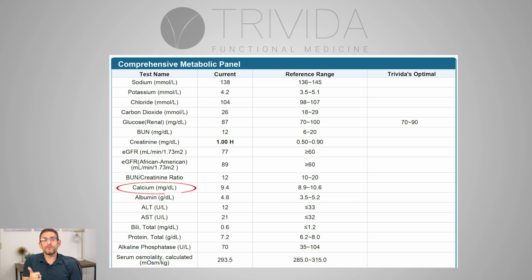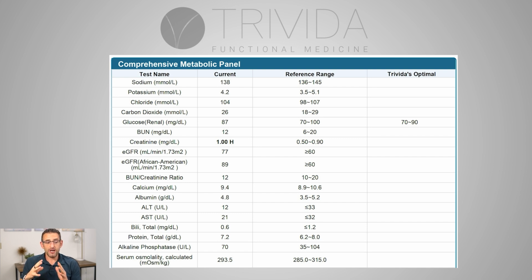Calcium. Calcium comes from your bones. Calcium comes from the food we eat. So we want to make sure it's not too low. We want to make sure we're consuming enough and getting enough in our body. We also want to make sure it's not too high, that our bones aren't breaking down and releasing calcium into our blood. So you'll notice she's at 9.4, which is right in the middle. And I like this.